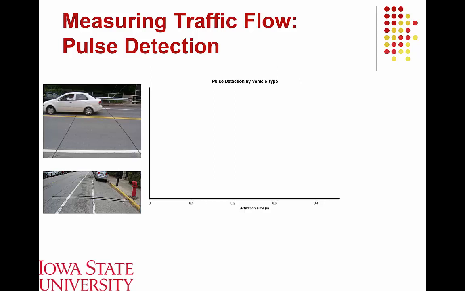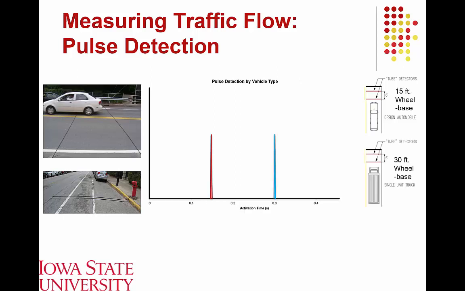Let's assume the first pulse occurs at time 0. That's when the first detector is activated. Then the second detector is activated at some interval thereafter. In order to calculate the speeds on this basis, we would need to know how far apart these detectors are spaced. We would also need to know the wheelbase of these vehicles, and then on that basis we can calculate these speeds accordingly. We see a vehicle with a 15-foot wheelbase is going to activate the second detector sooner than a vehicle with a 30-foot wheelbase.